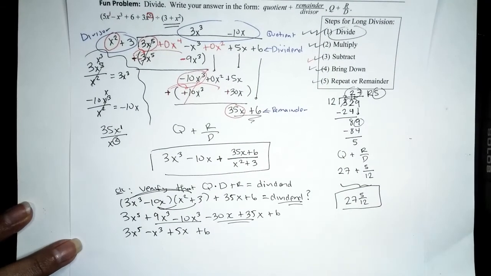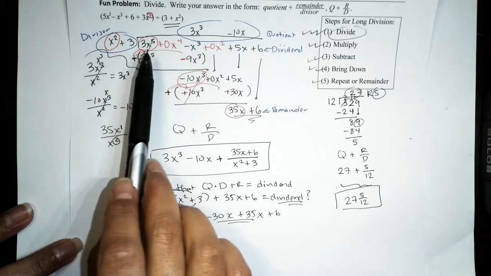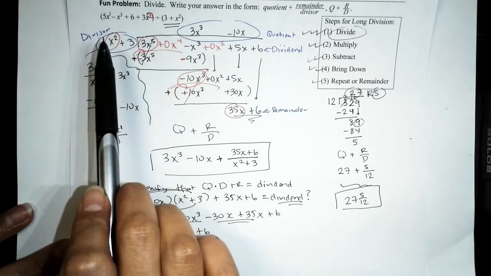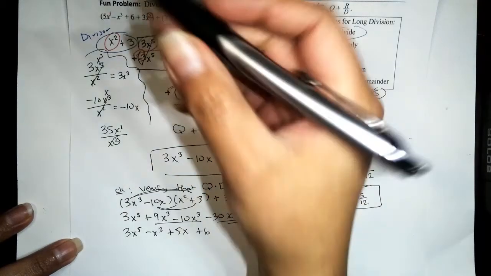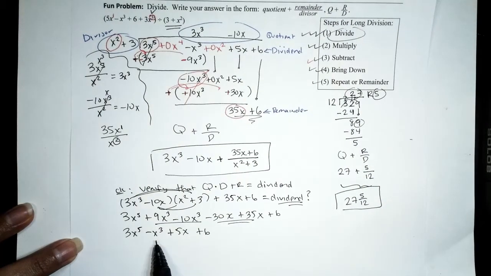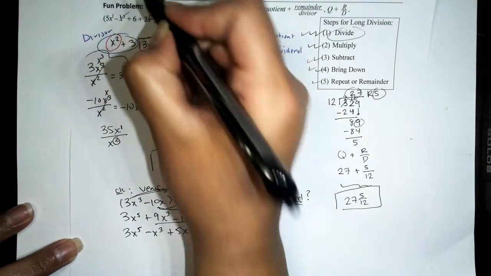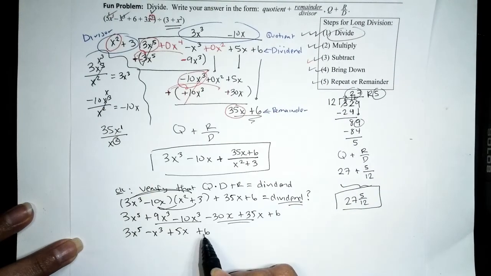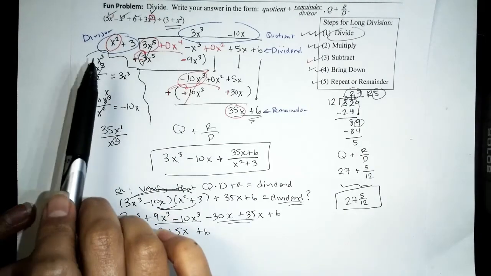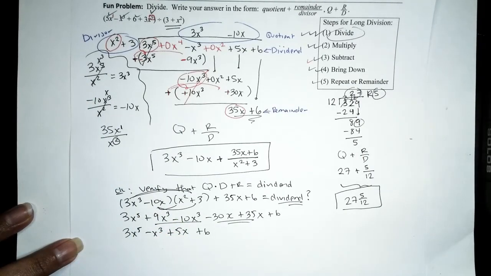It's going to be a little bit longer to see because it's not in descending order. So we have 3x to the 5th, nailed it. Minus x cubed, fantastic. Plus 5x, perfect. And then plus 6. Yes, we got back the dividend, the original 4-term polynomial. So we totally did it.